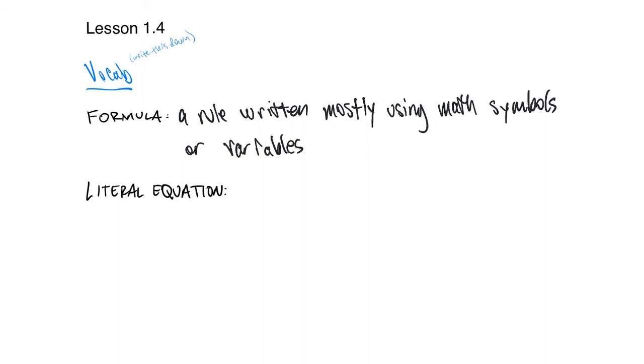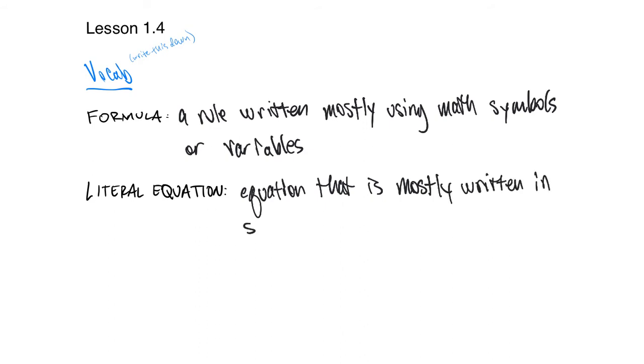Okay. What's a literal equation? It's an equation that is mostly written in symbols and variables. You know, these two seem like the same, but a formula has this distinction here. It's a rule, and a formula is a type of literal equation. Okay, so formula is like a subset of literal equations.